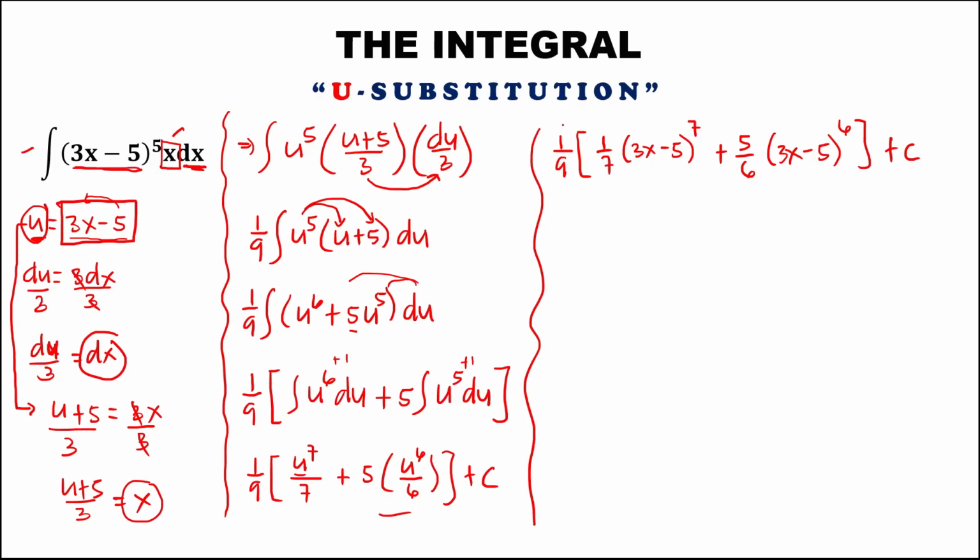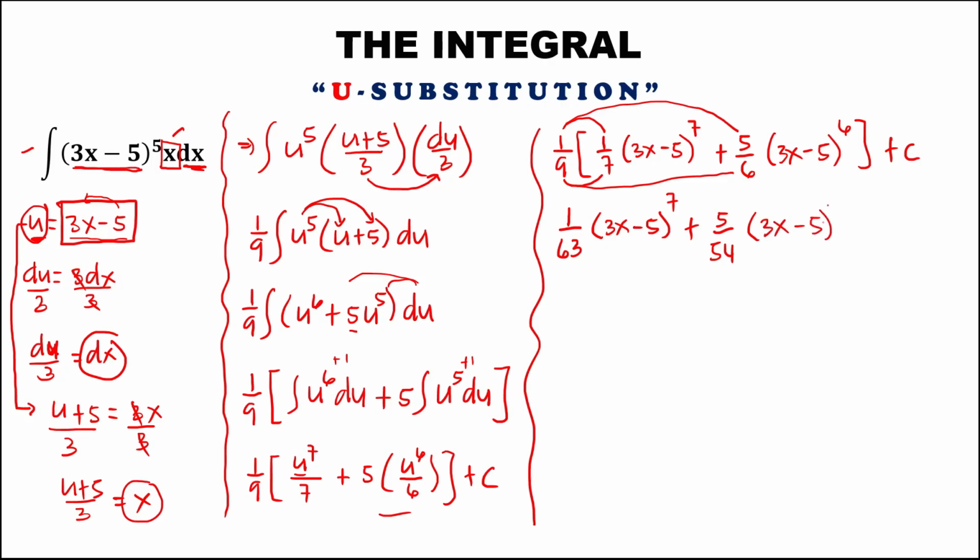Then this time, multiply this 1 over 9 to every term. So this becomes 1 over 9 times 7. This one is 63. Then (3x minus 5) to the power 7. Then plus, multiply. So this is 5 over 9 times 6. That's 54. Then (3x minus 5) to the power 6, then plus c. So this is now the integral.